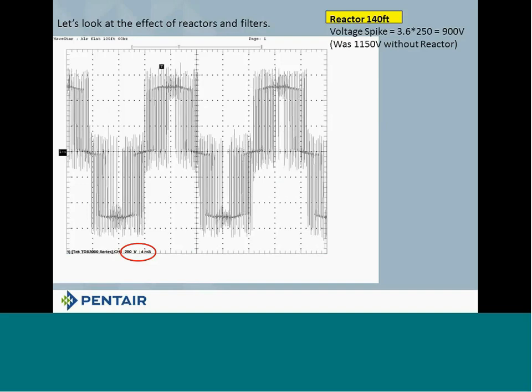Now, if you look at this, you'll notice this is the sine wave for a 140-foot length of cable with a reactor on it. And by putting a reactor on there, basically what we do is we bring that sine wave down, and now we're at about 900 volts. Again, you're pushing the limit for a standard motor, probably a premium efficiency motor here. You'll notice, though, that before we put our reactor on there, it was 1,150 volts. So we've really made some changes there.